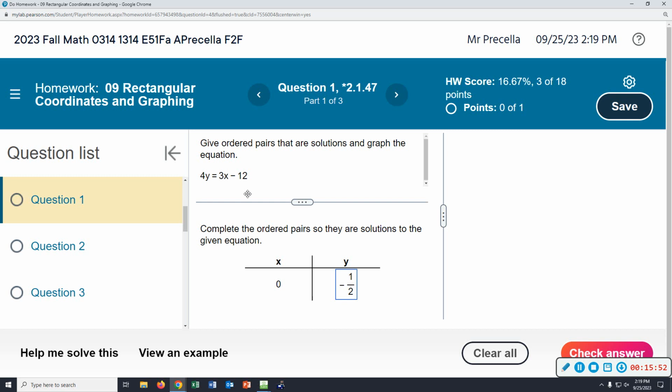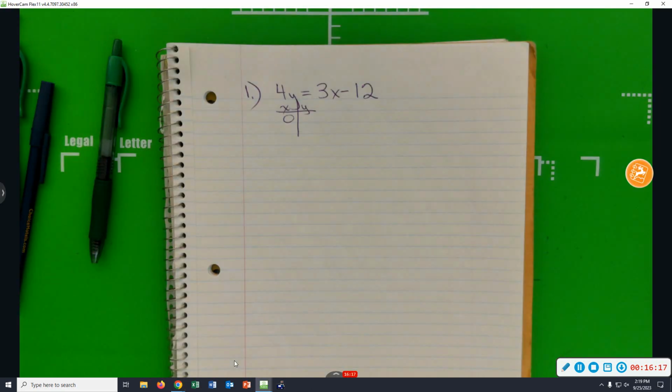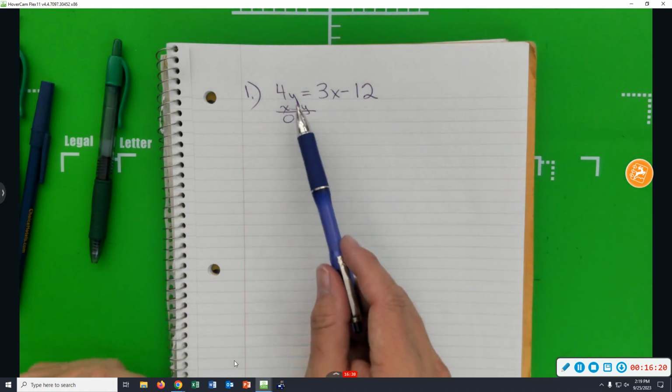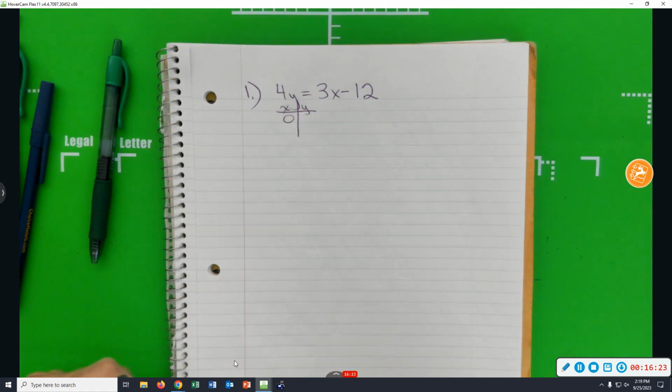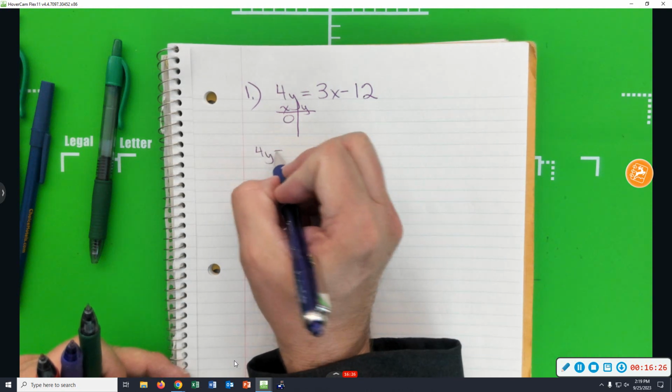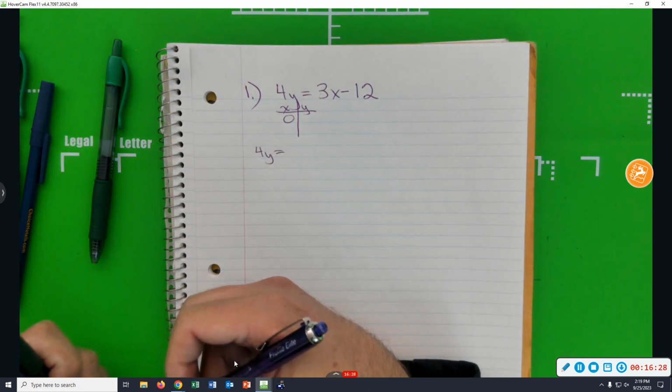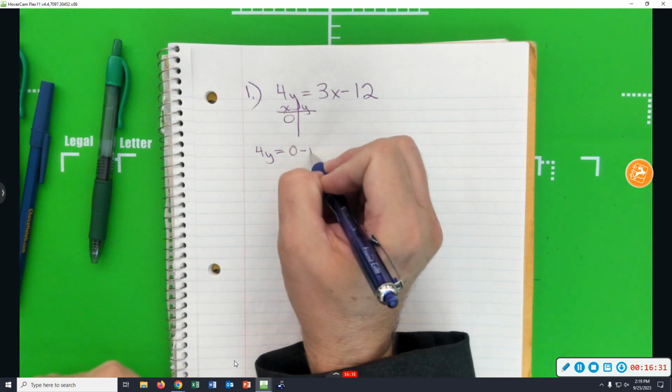Okay, we're just going to start all over. This is just not my day, is it? Okay, this is number 1. 4y equals 3x minus, you're right, that's a 12. And so we have the x, y table. We're plugging in a 0. So we're going to have 4y equals 3 times 0, which is 0, minus 12.